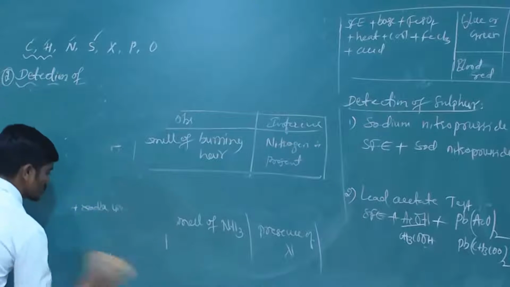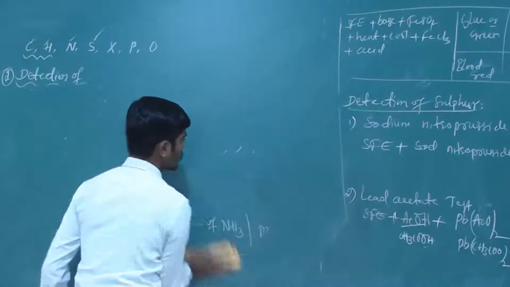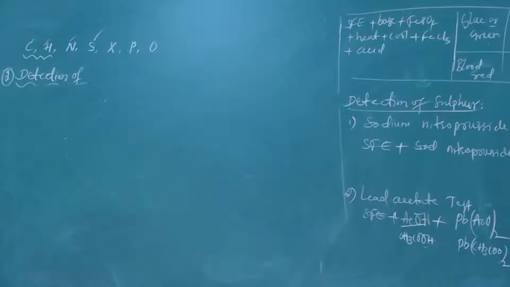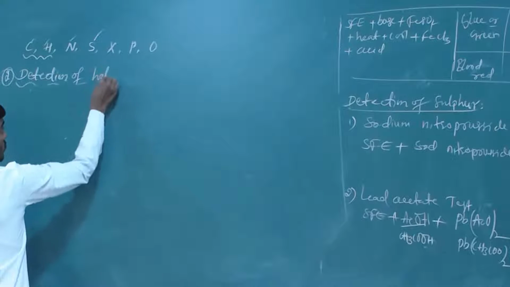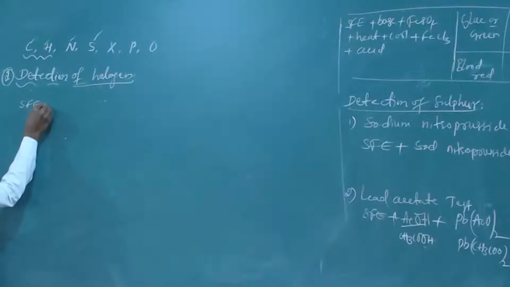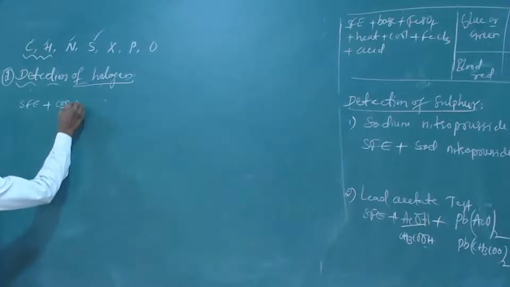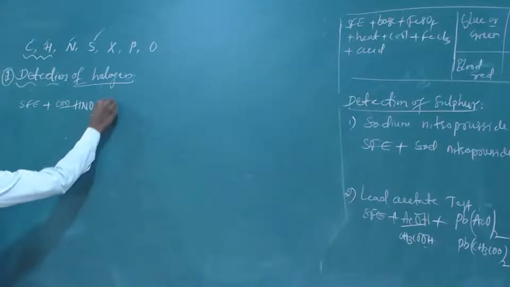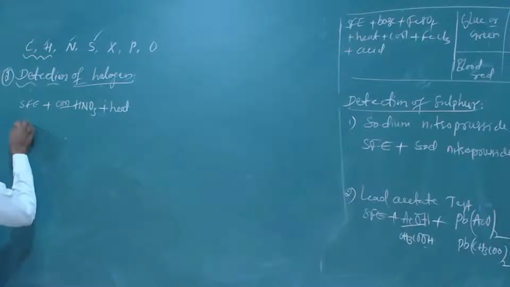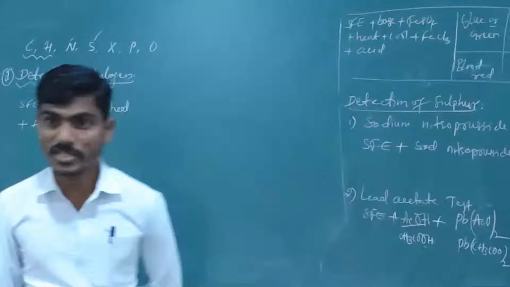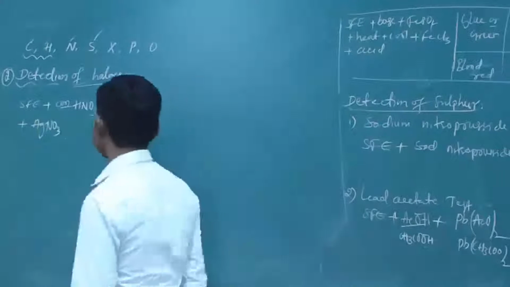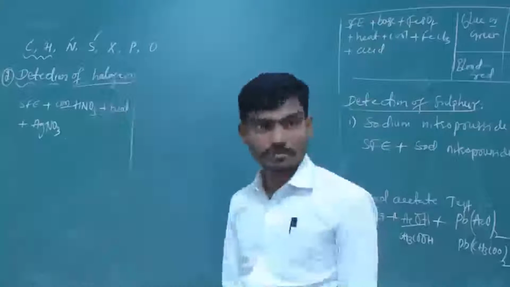Next, detection of halogens. SFE is boiled with concentrated HNO3, and then AgNO3 is added. Observations.